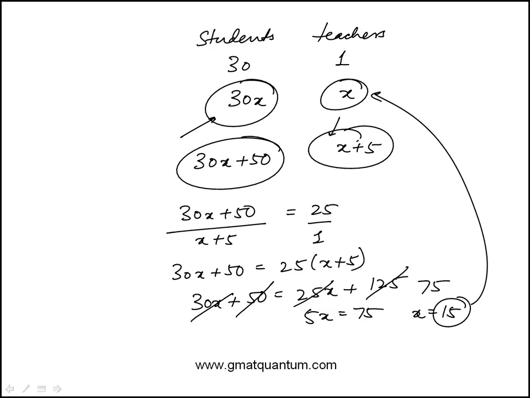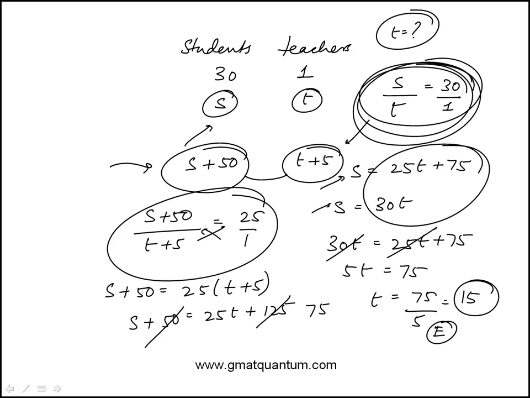So again, to recap, you can use either approach, using a single variable when you're given a ratio, or the two unknown setup that I used here. In either case, the answer is 15, which is choice E.